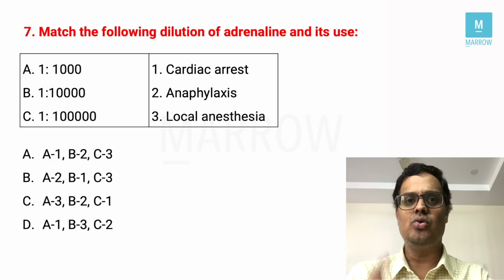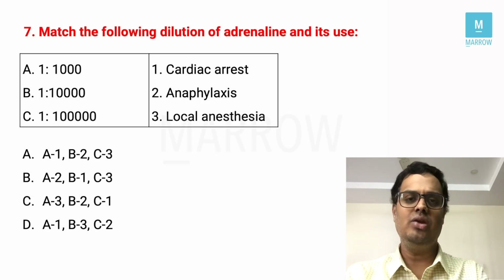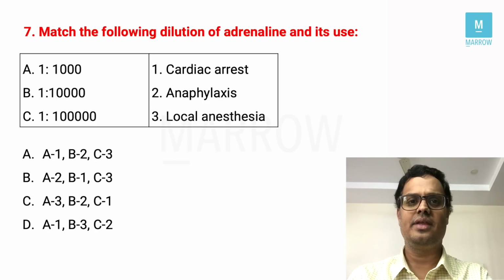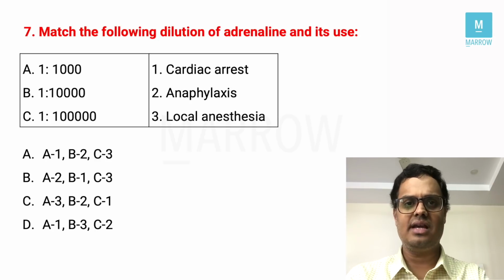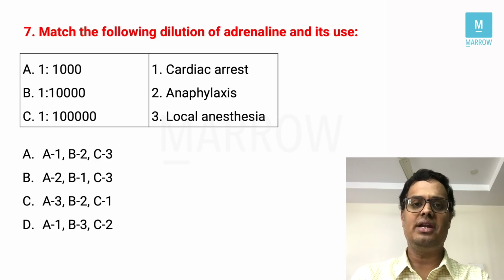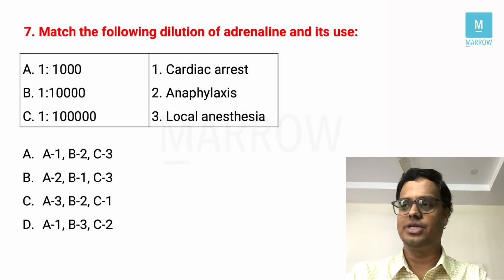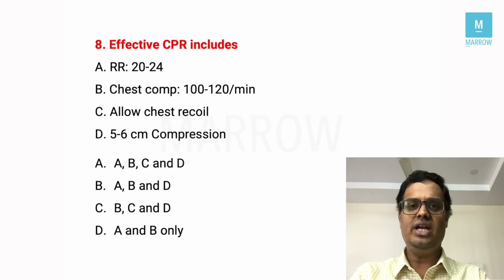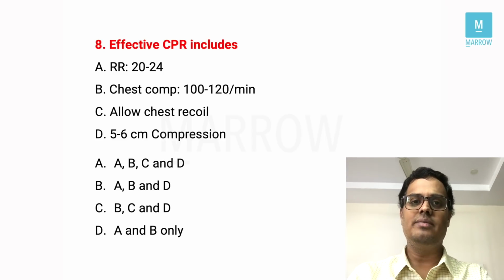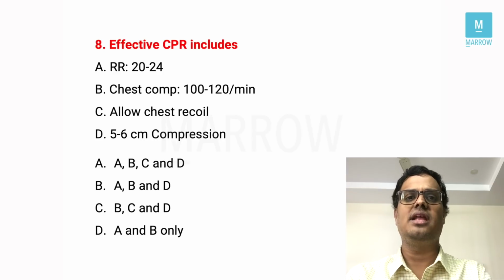As I said, if you know one scenario properly, you can answer this one also very easily. Like in cardiac arrest, basic life support, and advanced cardiac life support, if you know how much adrenaline we use, you can answer this kind of MCQ. It's a very straightforward question. The next question, effective CPR includes, is again straightforward from the BLS and ACLS algorithms.